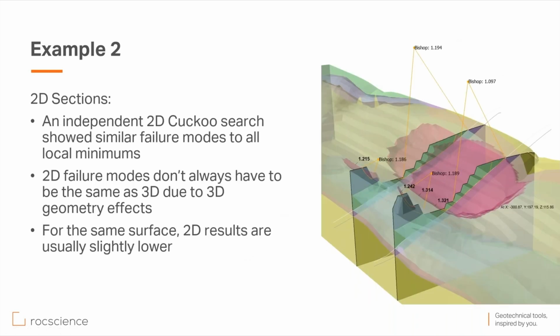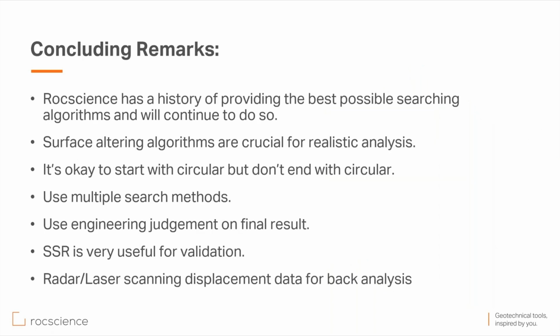And then we had a 2D section analysis at the end, where I actually ran the left side as well. Obviously the independent search that was done in 2D was able to find very similar failure modes, but it is worth mentioning that the 2D analysis might not always give you the same as the 3D, just because of the 3D geometry effects that aren't captured in Slide2. Also, for the same surface, the 2D results are usually slightly lower. Again, that's because of the geometry effects in 3D. So that basically concludes my section.